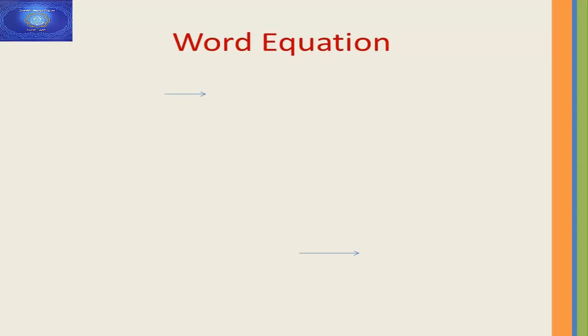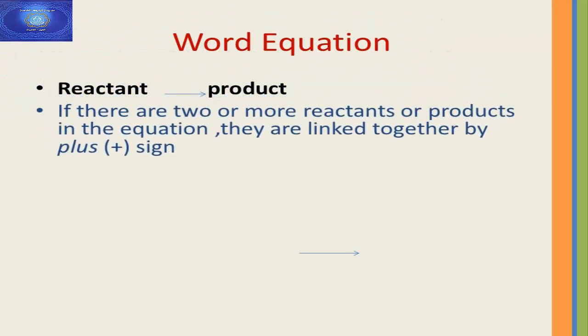For example, the reactants should always be written on the left side of the word equation. Instead of the equal sign in maths, here we are using an arrow to show the reaction's result. The products are always written on the right side of the equation. If there are more reactants or products on the left or right side, they are linked together by a plus sign.